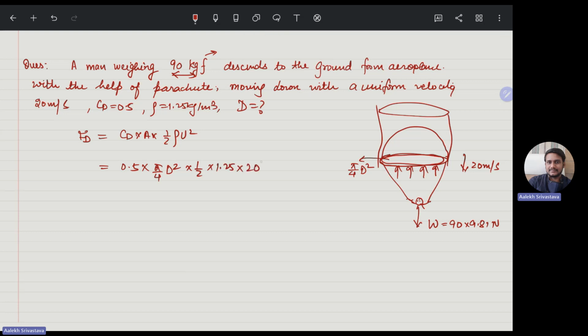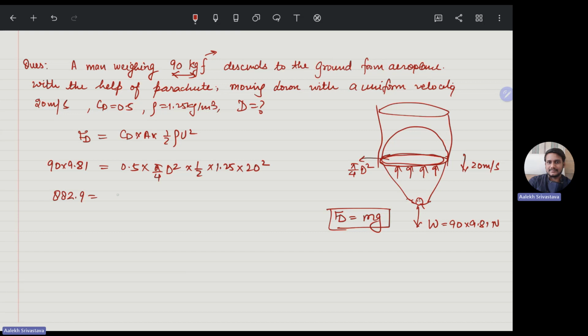into 1.25 into 20 square. And the drag force is equal to the weight of the person, because he is moving with a uniform velocity. Therefore, drag FD is equal to the weight of the person. Now, if you solve this, you put in every value, like 20 square and everything.